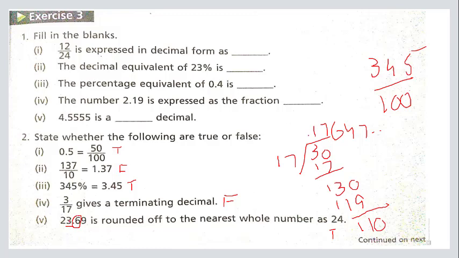Now look at the number which is underlined. This is 3. And look at the number which is encircled, which is 6. Now the number which is encircled is more than 5. If the encircled number is 5 or more than 5, you just need to add 1 to the underlined number. In this case this is 6, which is more than 5, so we will add 1 to this 3, so this will become 4. So the answer will be 24, and that's it. This is the answer, and this is true.